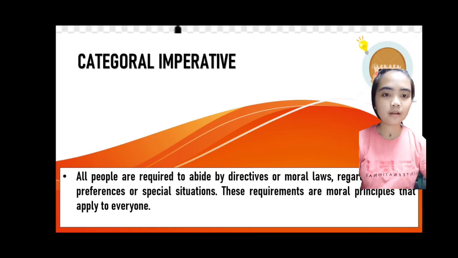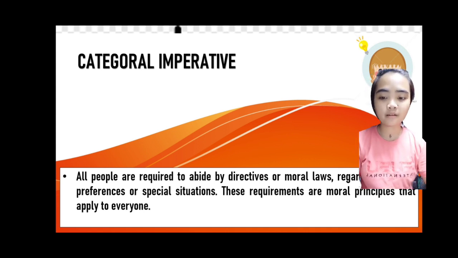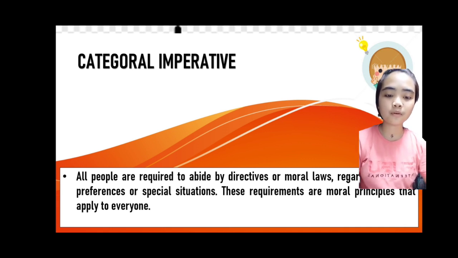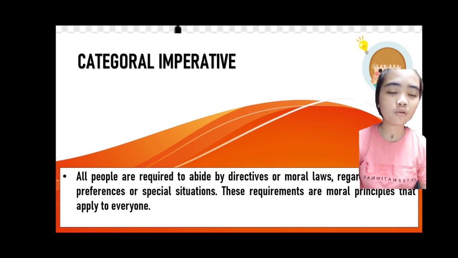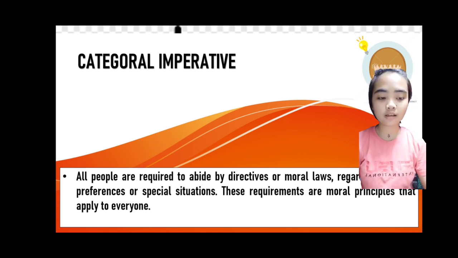Good day, ma'am. I am here to discuss my topic. It's all about the categorical imperative. All people are required to abide by directives or moral laws, regardless of their preferences or special situations. So it means the categorical imperative is a human nature to distinguish what's right or wrong, but people are required to do right things or morally right acts, and this moral principle is applied to everyone.